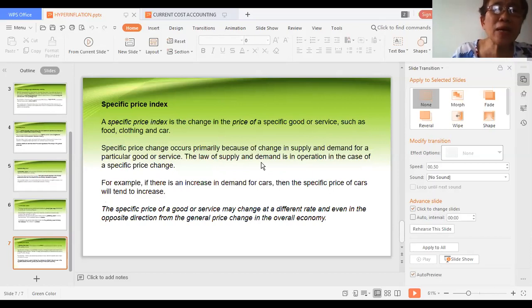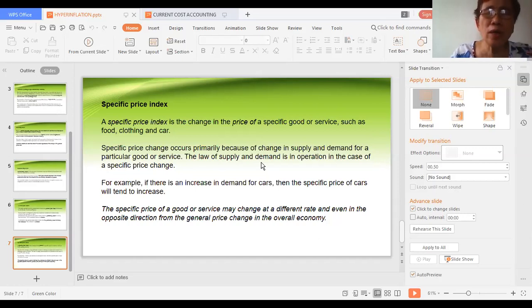Now, specific price index is the change in the price of a specific good or service, such as food, clothing, and car. The change occurs primarily because of the change in supply and demand for a particular product or service. The law of supply and demand is in operation in the case of a specific price change.